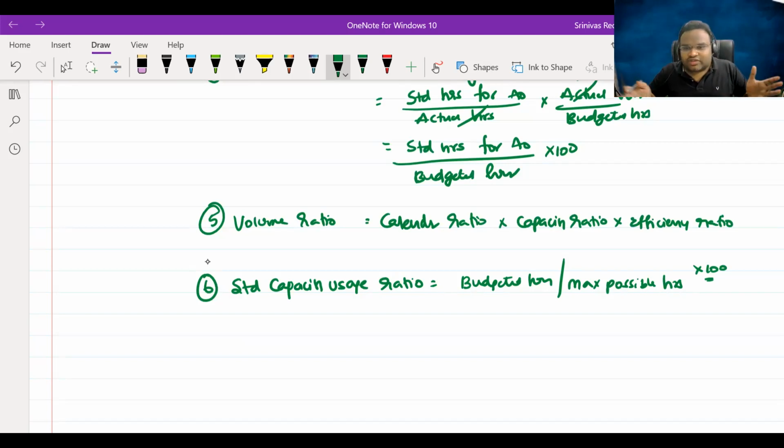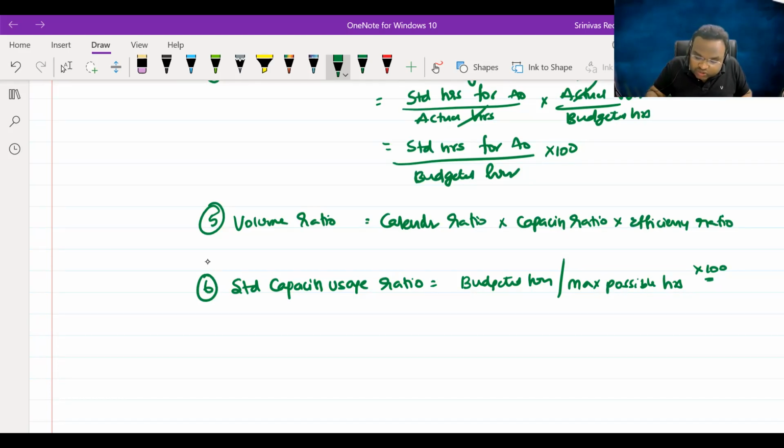Your road should be straight, there should not be any corrosion. For that there will be normal downtime. So what is the maximum possible hours and how have I actually planned? Even though I can work for 20 days, 20 hours a day, my body will not support. So I'll work out only for 15 days, 15 hours. So maximum possible is 20, but you have planned only for 15. That ratio is an example of standard capacity usage ratio.